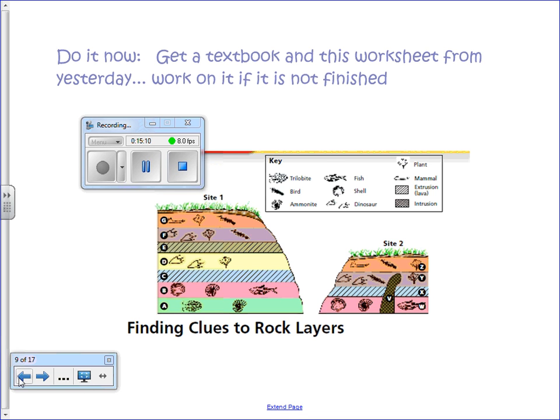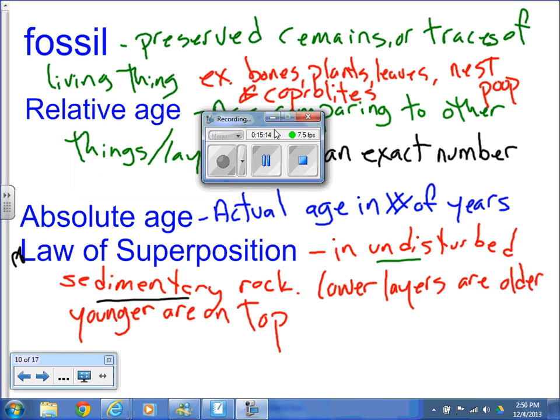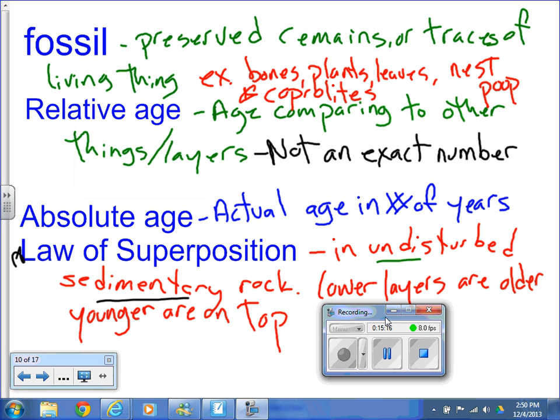All right, let's take a quick look at the rest of our words. So fossil, we have talked about that a couple of times, but I'll put this here so if you want to watch the flipped lesson, you can double check your definitions. So fossil: preserved remains or traces of living things, for example, bones, plants, leaves, nests, or even poop, which are called coprolites.